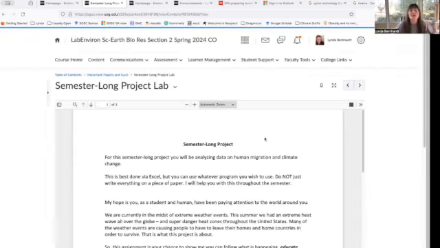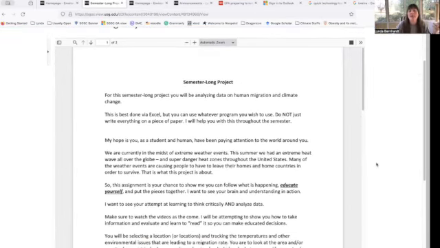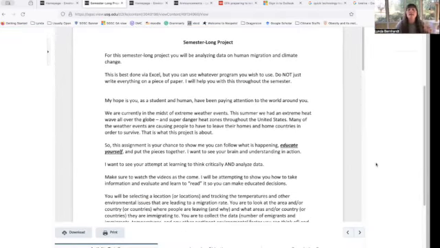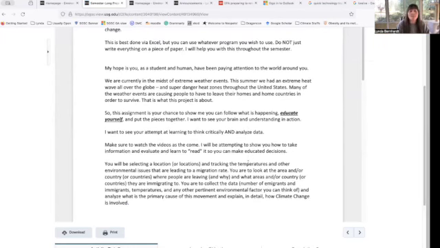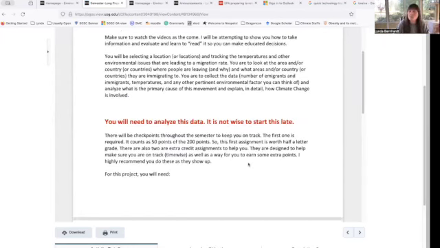If you go forward to this one, this is it all written up in a nice PDF. This is almost identical to what you just saw in that last thing, but it goes a little more in depth. So here, you are going to pick a location or locations and track data.